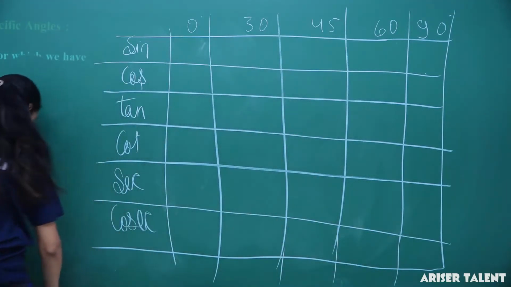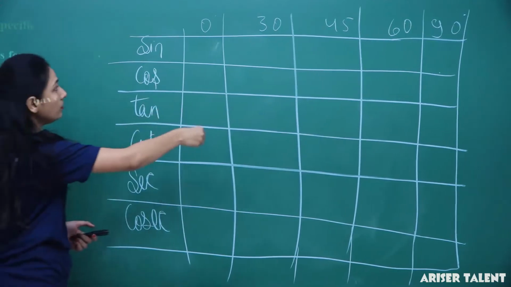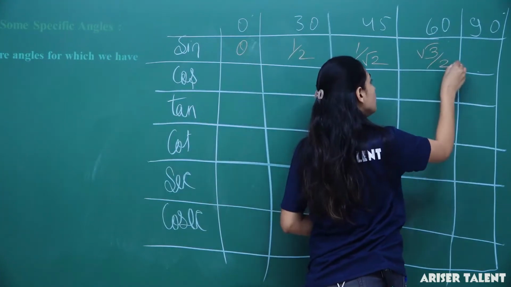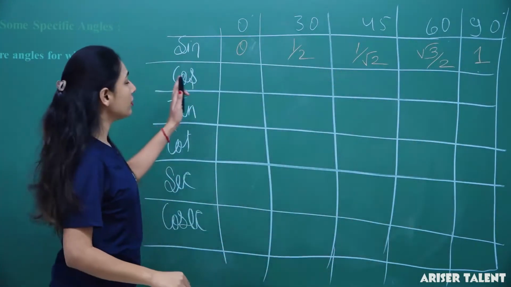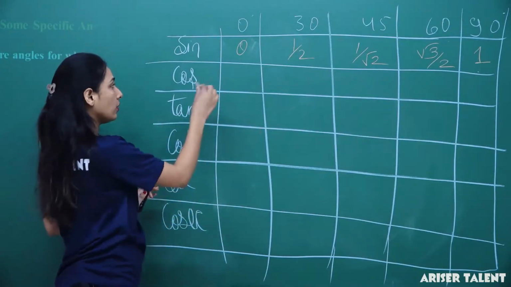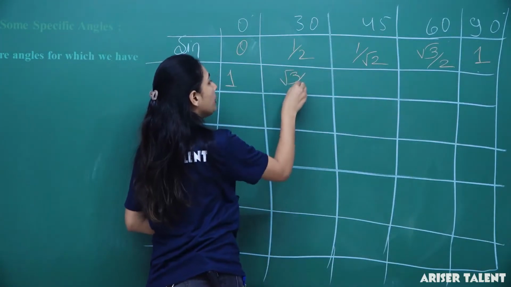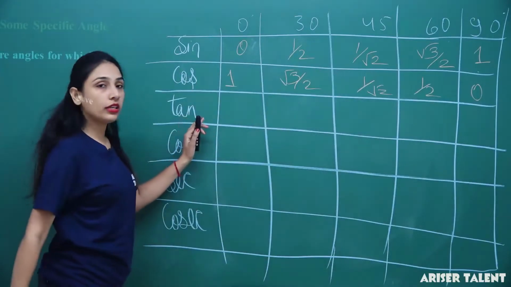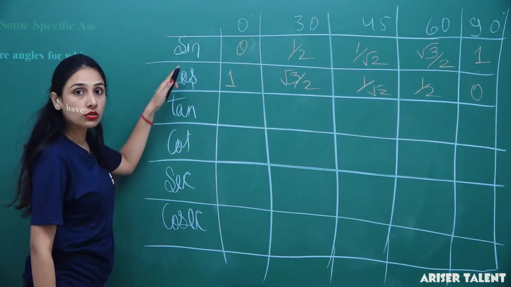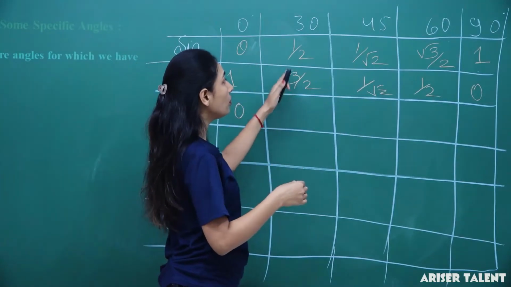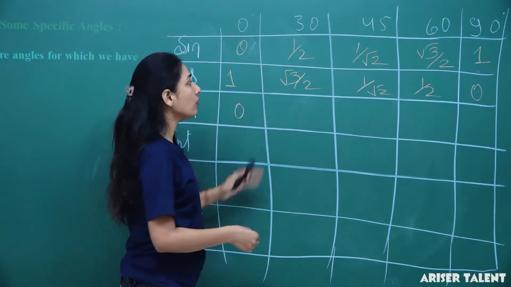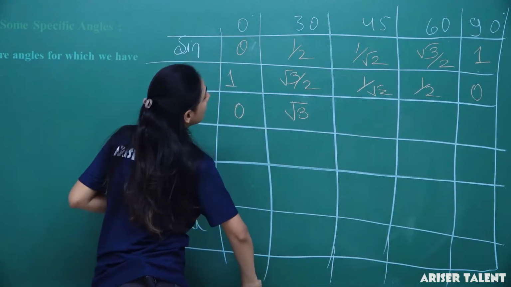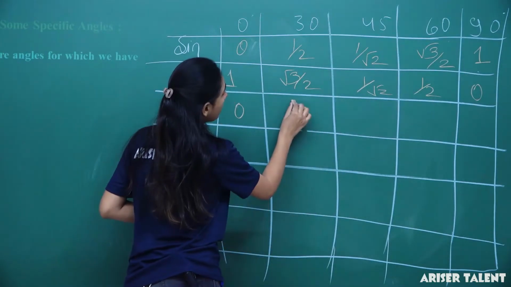So, what will we do? We will write the values 0, 1 by 2, 1 by root 2, root 3 by 2 and 1. This was the very first set of values that you remember. Now the opposite: root 3 by 2 here, 1 by root 2 here, 1 by 2 here and 0 here. Now, for tan theta, what is tan theta? Sin theta upon cos theta. So, 0 by 1 is 0, and 1 by 2 divided by root 3 by 2 is 1 by root 3.